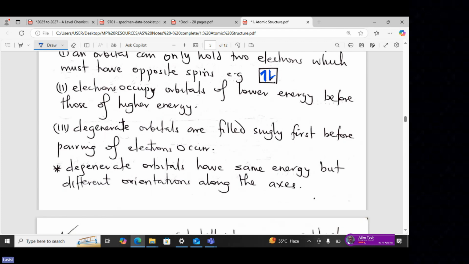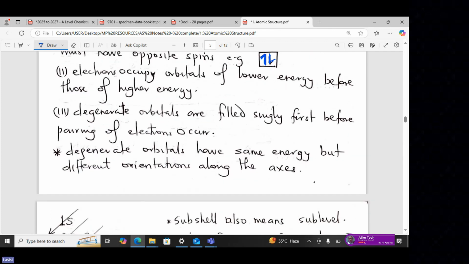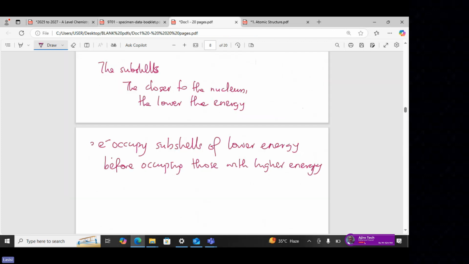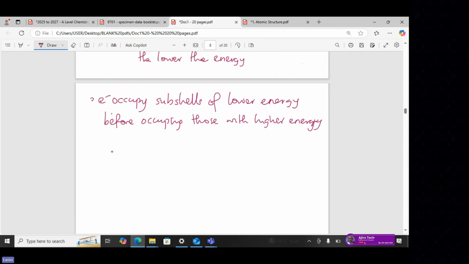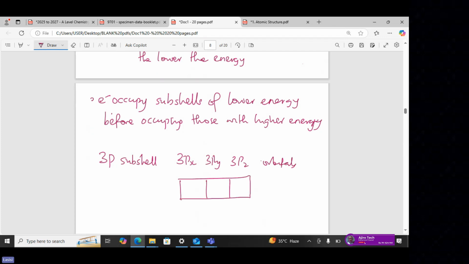What are degenerate orbitals? Read it, it is there. Degenerate orbitals have the same energy but different orientations along the axis. Let's use an example so that you can understand it very well. When you say 3p, the p subshell, the 3p subshell has 3px, 3py, and 3pz orbitals. Look at them.